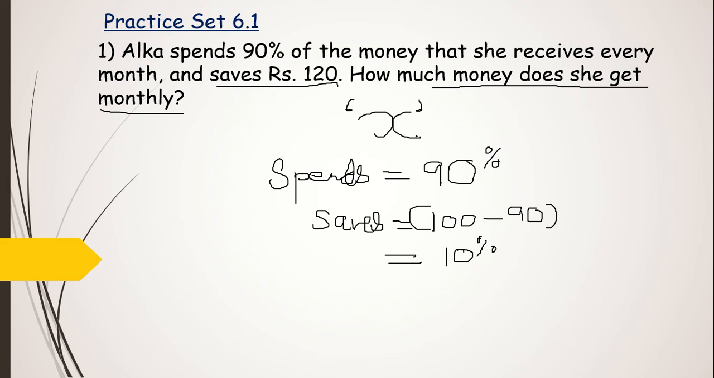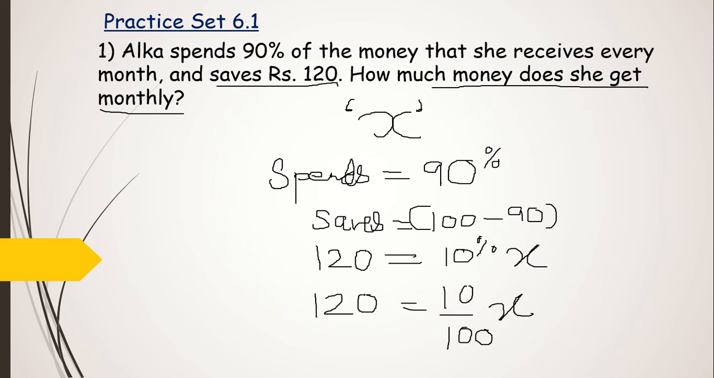10% of her salary, and her salary or whatever money she earns every month, we have assumed it to be X. So 10% of X she saves, and this 10% of X in the question is given to be 120 because she saves rupees 120, right? So 10% of X is equal to 120. Now I told you this 10% we can write as 10 upon 100 times X. Now since we want to find X, we will keep X here only. This 10 upon 100 we can take to that side. Things will get cancelled, solve it, and you get the value for X.